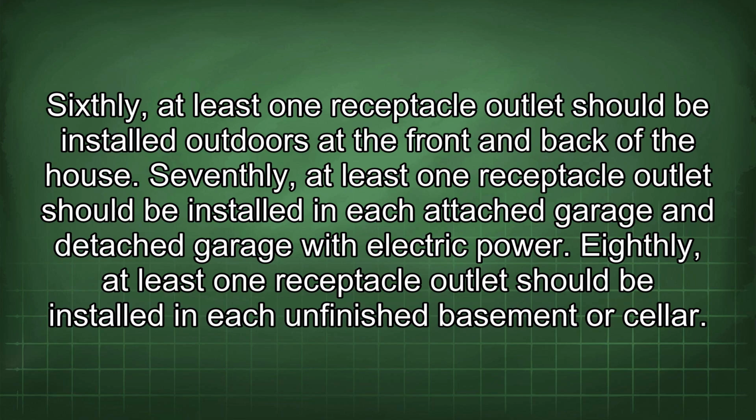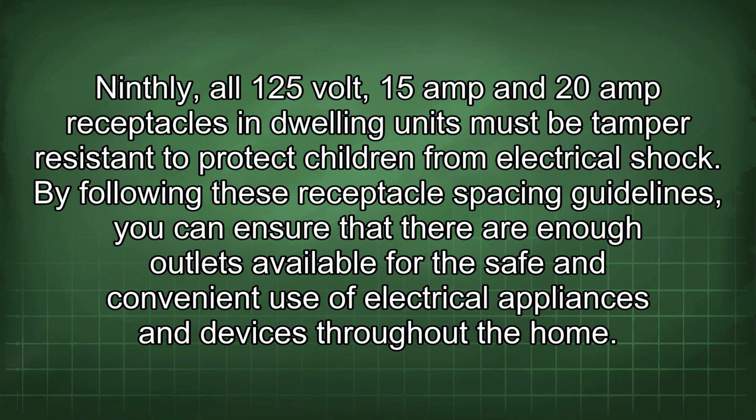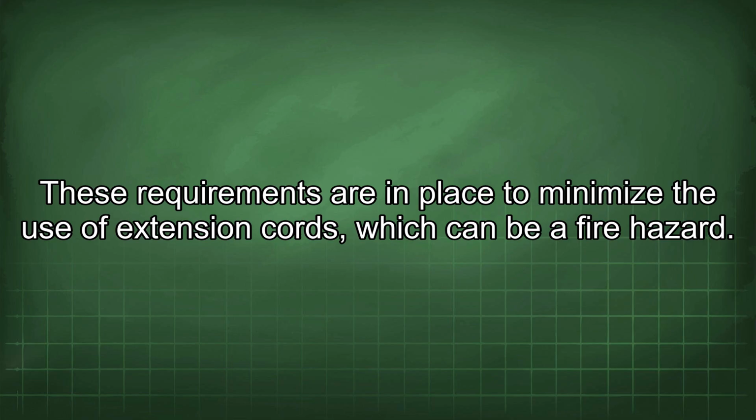Seventhly, at least one receptacle outlet should be installed in each attached garage and detached garage with electric power. Eighthly, at least one receptacle outlet should be installed in each unfinished basement or cellar. Ninthly, all 125-volt, 15-amp and 20-amp receptacles in dwelling units must be tamper-resistant to protect children from electrical shock. By following these receptacle spacing guidelines, you can ensure that there are enough outlets available for the safe and convenient use of electrical appliances and devices throughout the home. These requirements are in place to minimize the use of extension cords, which can be a fire hazard.